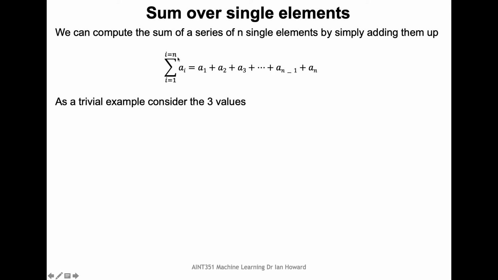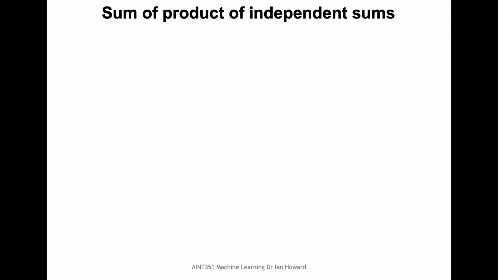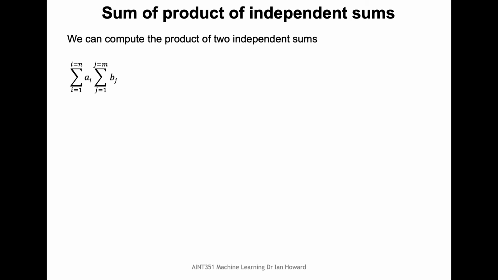If you consider a trivial example, we have 3 values that we're going to add up. Let's say A1 equals 10, A2 equals 20, A3 equals 30. To sum that up, it's trivial. It's just the first plus the second plus the third elements, 10 plus 20 plus 30, which is going to be 60. What we can also do is compute the product of 2 independent sums.